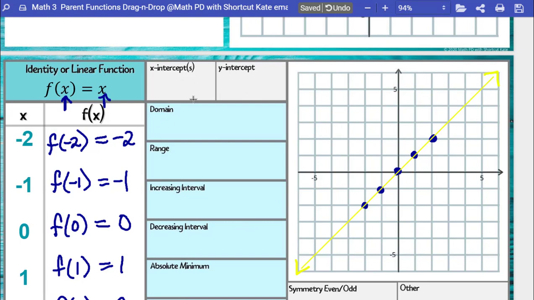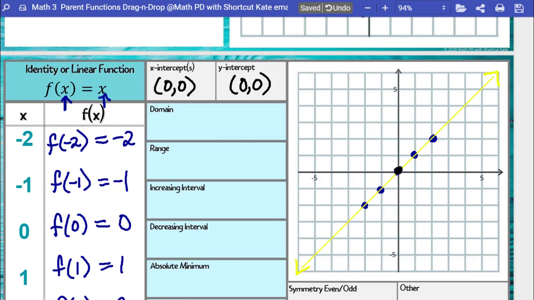And now I can start looking at the characteristics. So what is the y-intercept? The y-intercept is found at (0, 0). Remember, intercepts are points on the graph. Intercepts are points that cross an axis, depending on if it is the x-axis or the y-axis. So it turns out here, the y-intercept is also the same as the x-intercept.